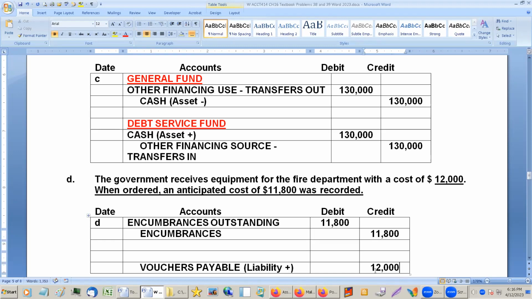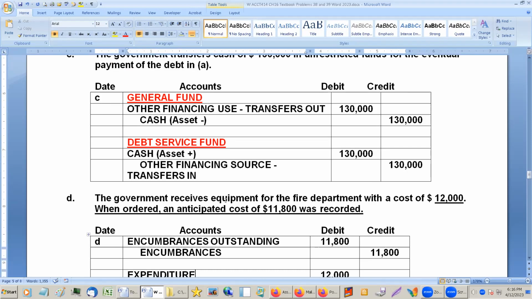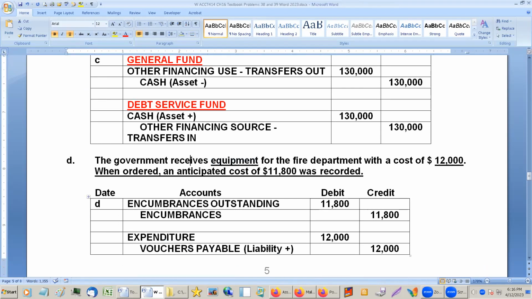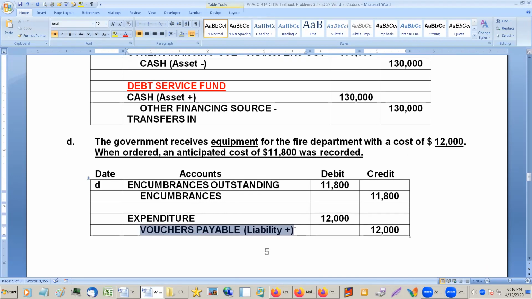So it came with a cost of 12,000. Now, what's the wacky account that we use on the other side? Give you a hint, we use it for everything in fund accounting, whenever we buy something or whatever. Expenditure, yep. So, normally you'd say put the equipment on the books, but in governmental accounting, we just got a checkbook. You don't put equipment in your checkbook. So it's just an expenditure. And eventually this will get paid off, obviously, out of the checkbook.